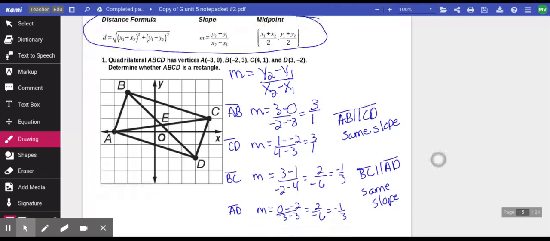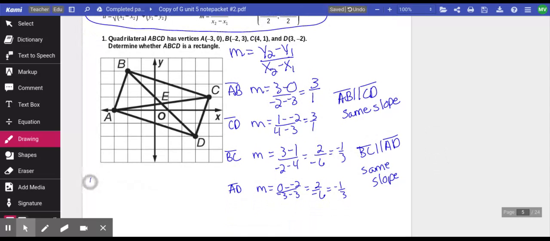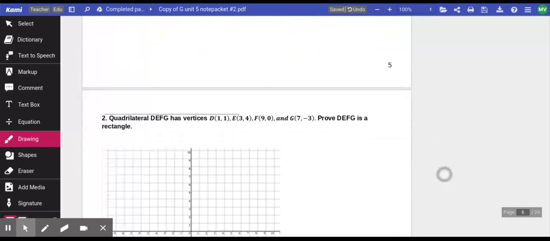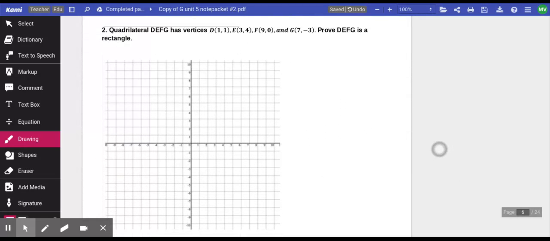Now I'm going to look at two of my slopes. I'm going to look at AB and BC, and I know those are perpendicular because they have negative reciprocal slopes. So there, I just showed that it's a rectangle because I have parallel sides and then I have perpendicular sides. So now let's have you pause, and I want you to try number 2.